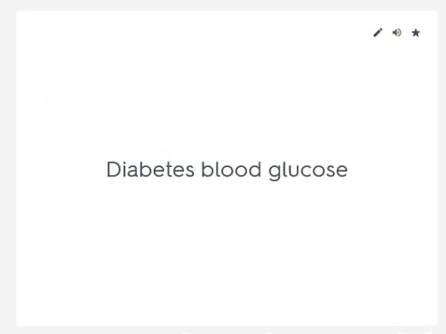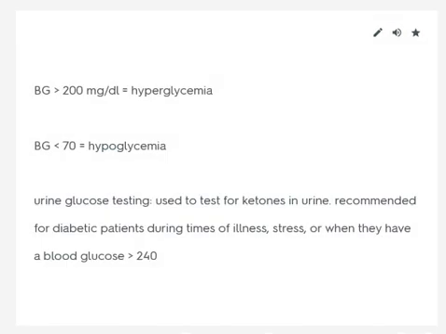Diabetes, blood glucose. BG greater than 200 mg per deciliter equals hyperglycemia. BG less than 70 equals hypoglycemia. Urine testing is used to test for ketones in the urine, recommended for diabetic patients during times of illness, stress, or when they have a blood glucose greater than 240.